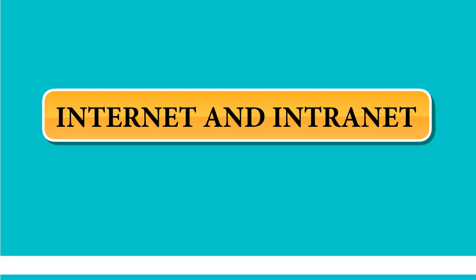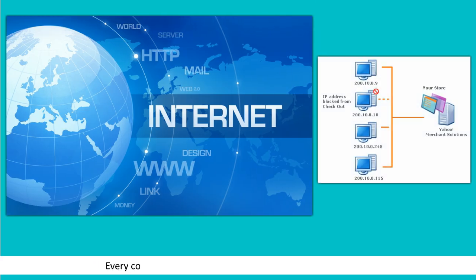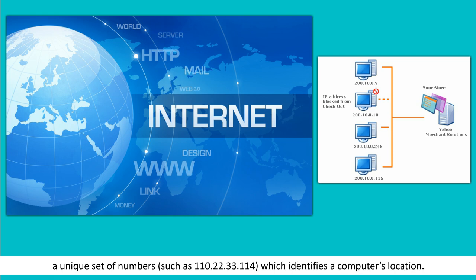Internet and Intranet. Internet is accessible to every user all over the world. Every computer in Internet is identified by a unique IP address, a unique set of numbers such as 110.22.33.114, which identifies a computer's location.